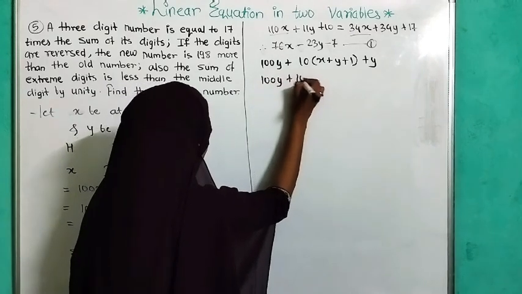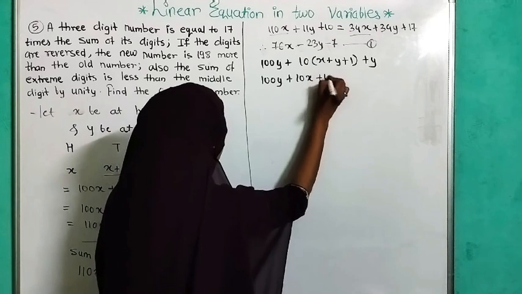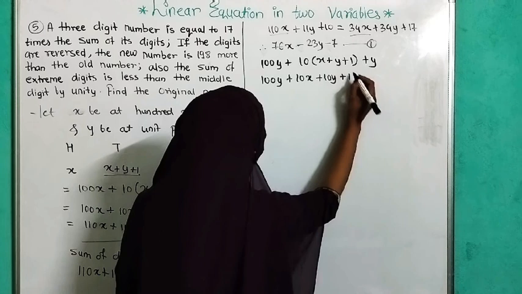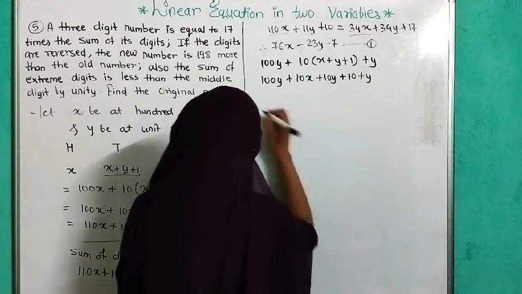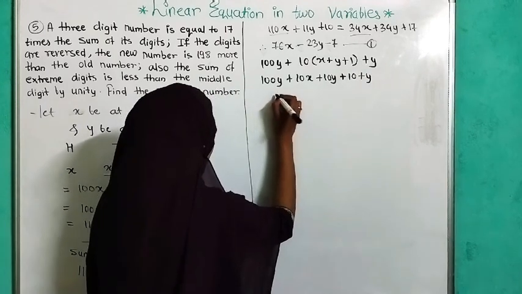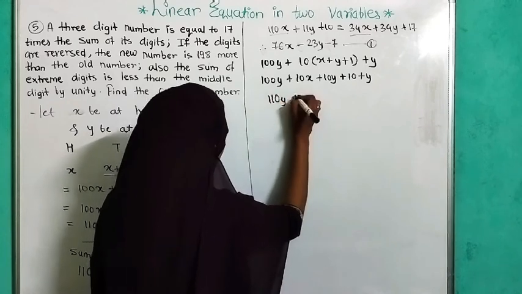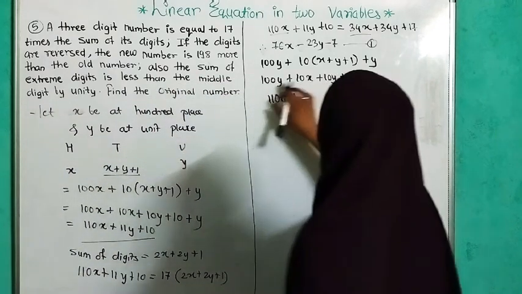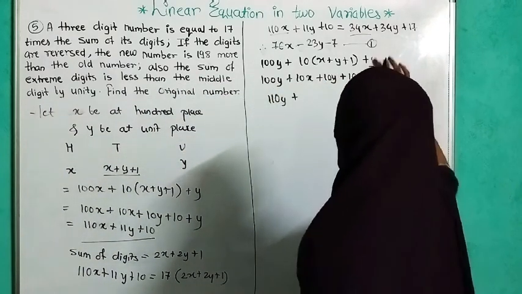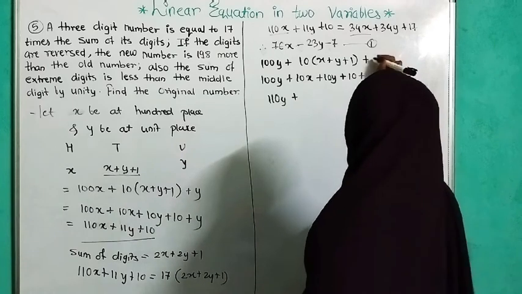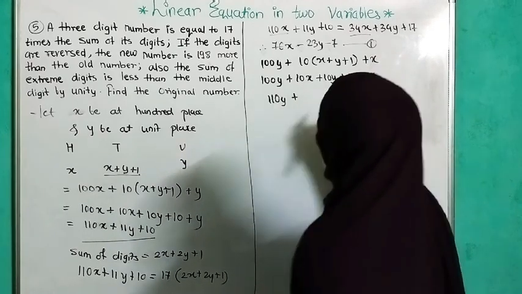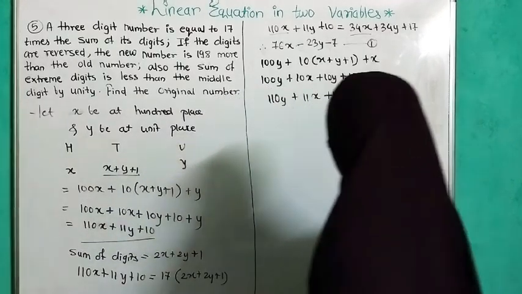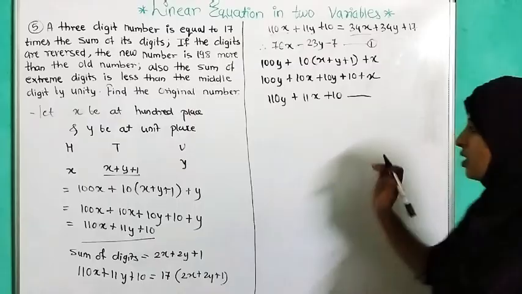100y plus 10x plus 10y plus 1 means 10x plus 10y plus 10 plus y. Then we are going to get 110y plus 11x plus 10, where here it will be x. So this is the reversed number.